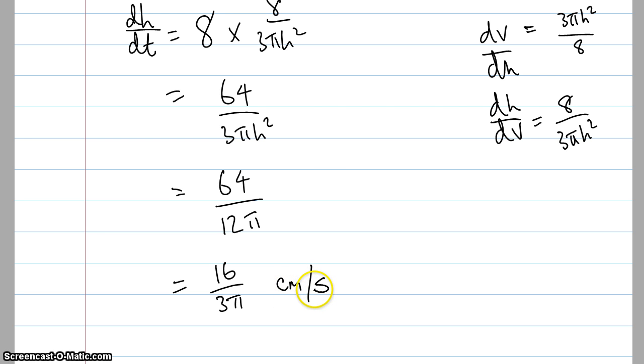You don't actually need to write centimeters per second. In fact, just between you and me, I wouldn't write centimeters per second, because if you stuff it up, you don't get a mark for it. They assume that you've got it in the right units if you leave it blank. So I would encourage you to leave it blank: 16 on 3 pi. That's the rate at which the height is increasing for this particular question.